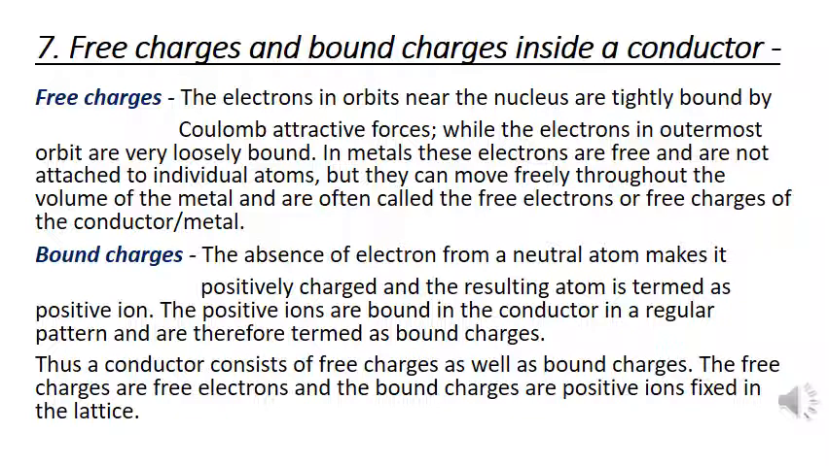Next is bound charges. The absence of electron from a neutral atom makes it positively charged, and the resulting atom is termed as positive ion. The positive ions are bound in the conductor in a regular pattern and are therefore termed as bound charges. Or we can say bound charges are the positively charged atoms called positive ions in which electrons are absent and they are fixed in a lattice.